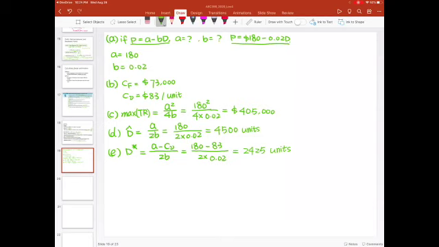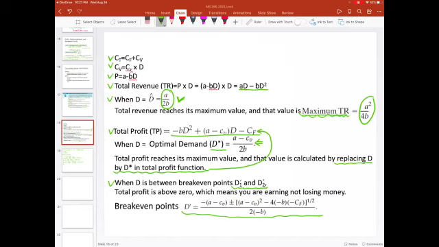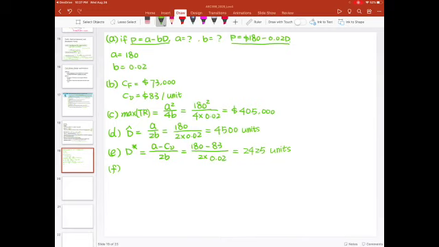Okay, which means if you sell 2425 units, you can reach your maximum profit. And question F, what is your maximum profit? Okay, we said if you want to know the maximum profit, you're going to replace the D in that formula with D star. So what is the formula for total profit? It's here.